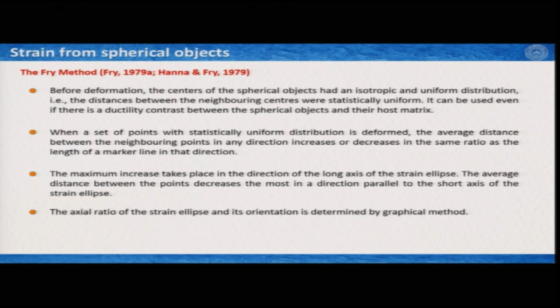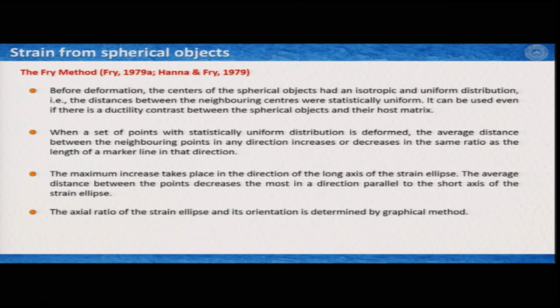The second point is, when a set of points with statistically uniform distribution is deformed, the average distance between the neighboring points in any direction increases or decreases in the same ratio as the length of the marker line in that direction. The maximum increase takes place in the direction of the long axis of the strain ellipse, that is obvious, and the average distance between the points decreases the most in a direction parallel to the short axis of the strain ellipse.